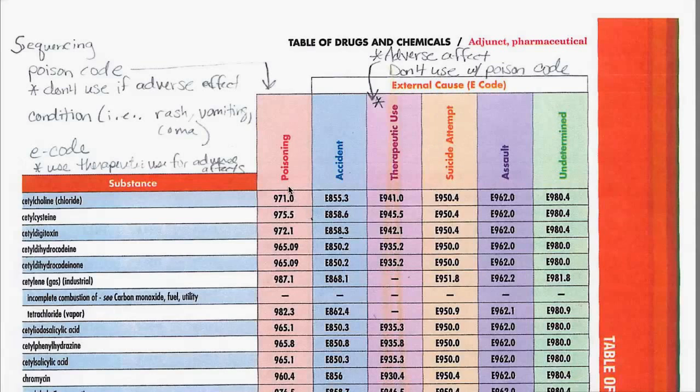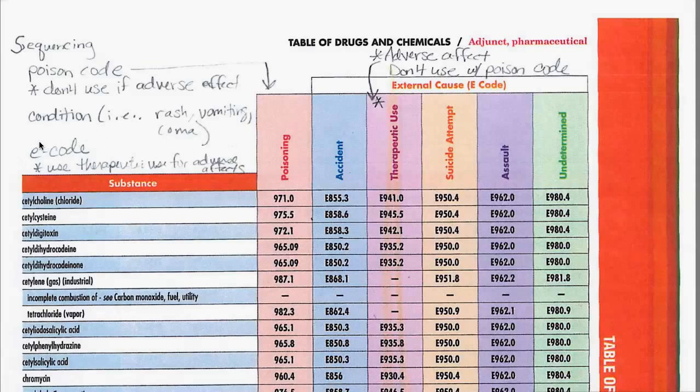The first thing we have to do is identify the substance. Okay, so let's just say it's this first one here, acetylcholine. And the poison code for that is 971.0. So that would go in the first position. And that's where I have under here my sequencing. The first thing is going to be the poison code, pull from this column. Okay, so 971.0. Then the next thing we're going to code is the condition. So in this case I said they're in a coma. So we're going to do our normal ICD coding lookup and code a coma. That will be the second code on the claim form.